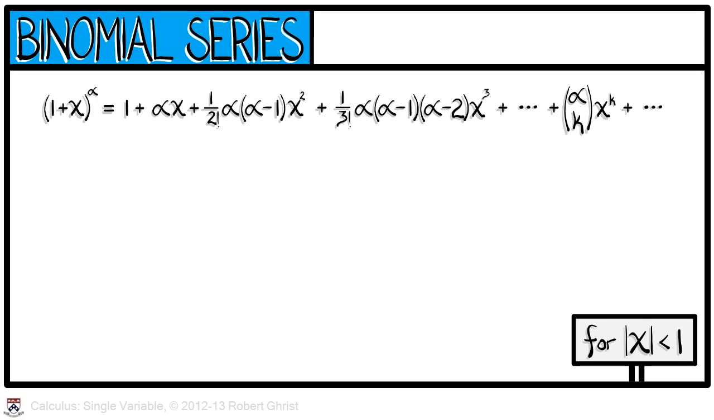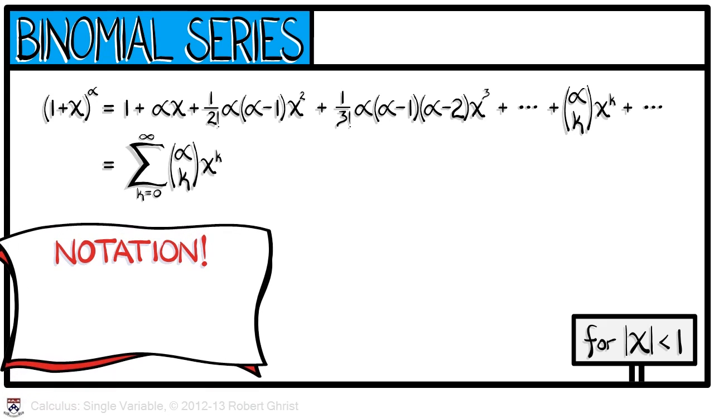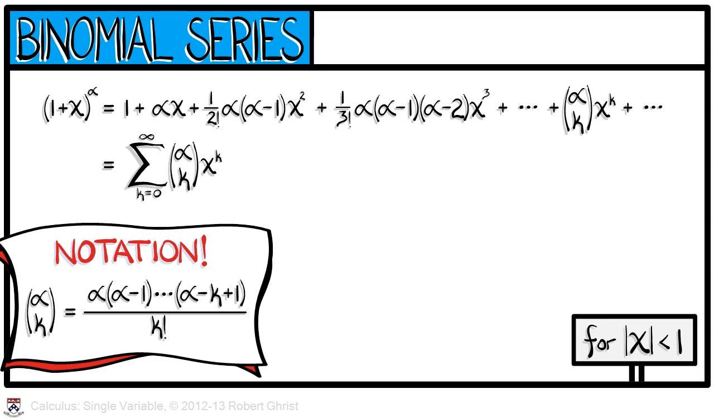Let me say simply that the kth order term is alpha choose k times x to the k, where by alpha choose k, I mean the binomial notation. This is the number alpha times (alpha minus 1) times (alpha minus 2), all the way down to (alpha minus k plus 1). Take that product and divide by k factorial.